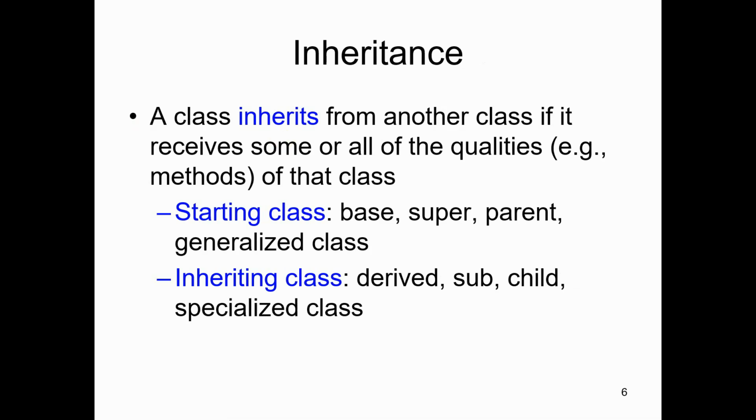Inheritance allows a class to receive some or all of the qualities from another class. The starting class is called the base, super, parent, or generalized class, and the inheriting class can be called derived, sub, child, or specialized. Sometimes they are used interchangeably, and that's totally fine, but usually people use them in pairs, like base and derived, super and sub, parent and child, generalized and specialized. But if you want to mix them, that's also fine.